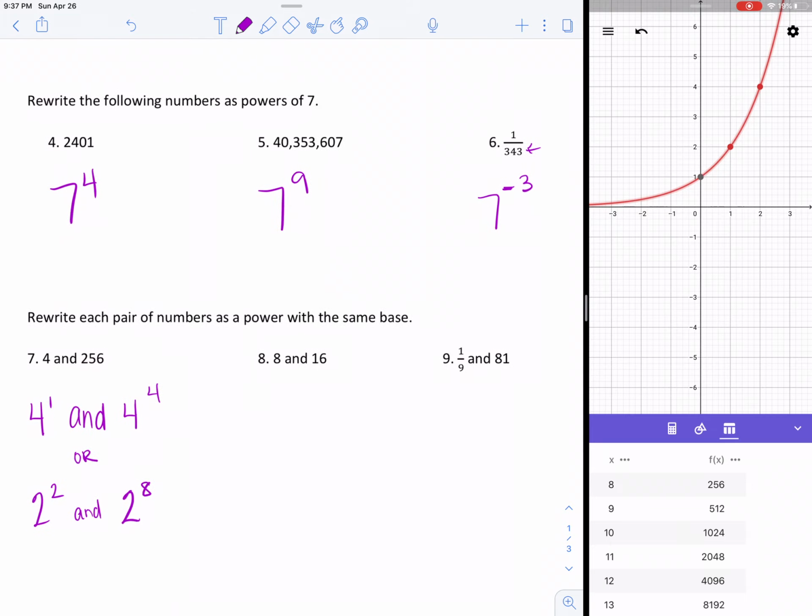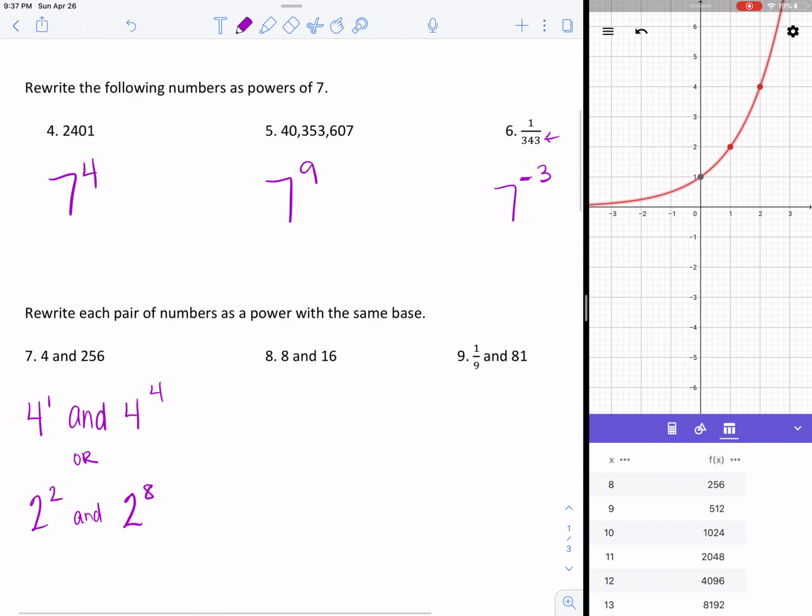Number 8 and 9, you're not going to have that option. There's only going to be one way you could write both numbers with the same base. Sorry, the number looks a little confusing. 8 and 16. Well, what number could you use to write 8 as a power of a different base?